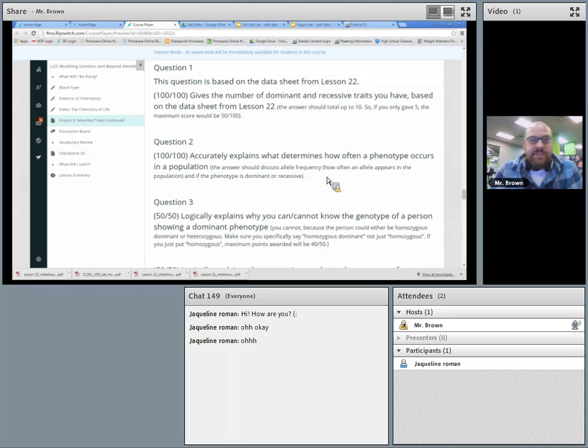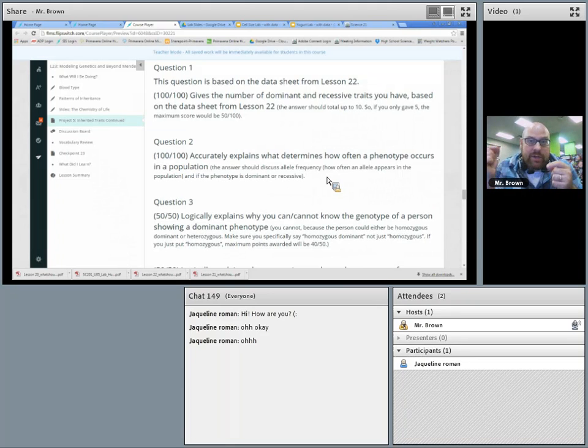Now, an allele is simply a version of a gene. Like you have a gene for eye color, with 2 forms of that gene. You get 1 form from mom, 1 form from dad, and that's an allele. Those are both alleles. So how often does it occur in the population?